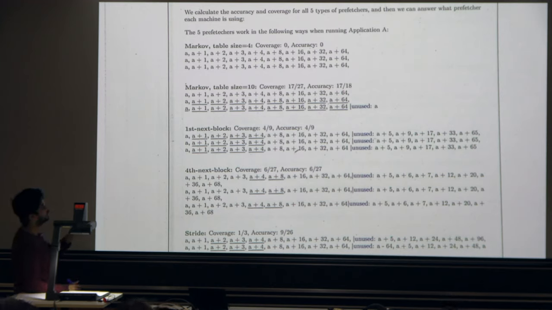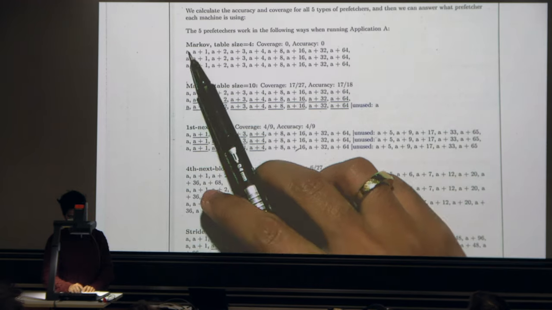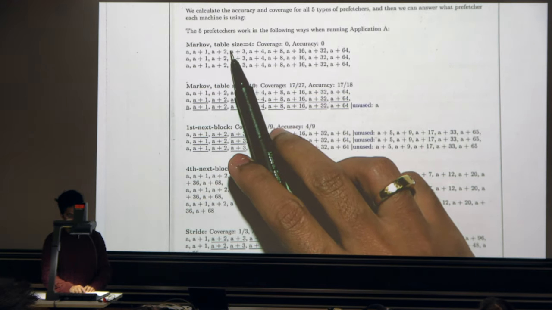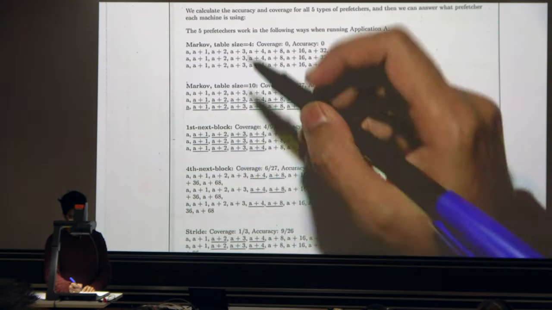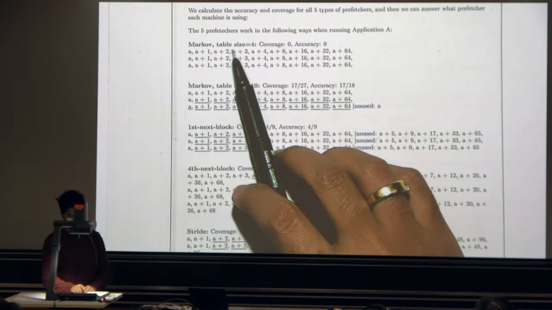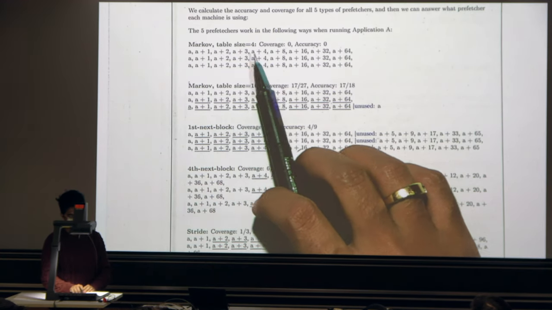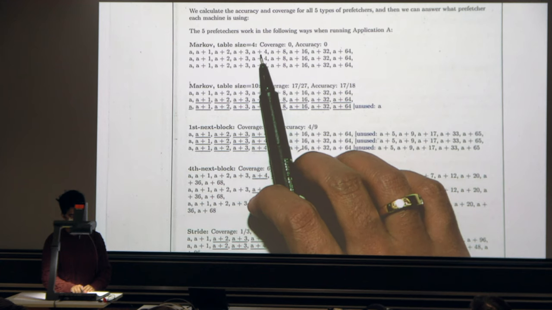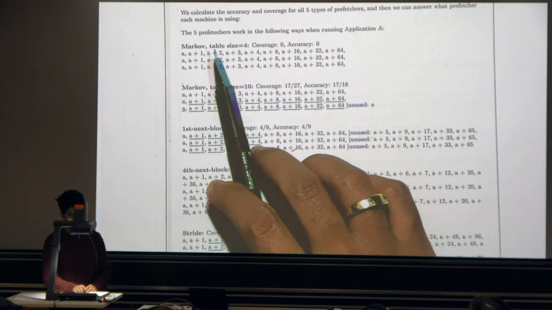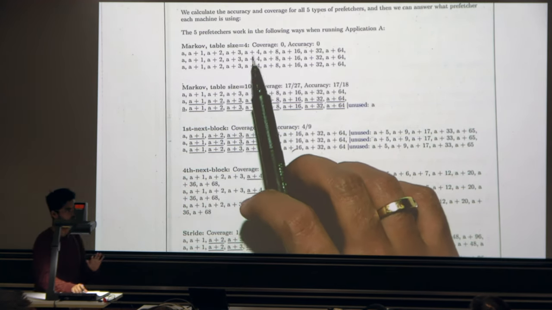And we know that table size determines how much information, how much knowledge, you can store. So let's see. In the first case, we have these 27 accesses from program A. If our Markov prefetcher has only 4 entries, it can learn, let's say, A to A plus 1, that's one entry. A plus 1 to A plus 2, that's another entry, and so on. By the time it reaches A plus 4, you have learnings A to A plus 1, A plus 1 to A plus 2, A plus 2 to A plus 3, and A plus 3 to A plus 4. That's full learning, right?